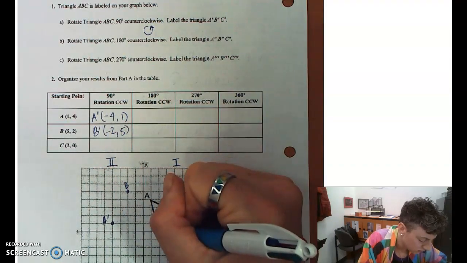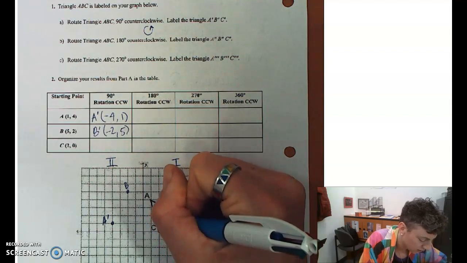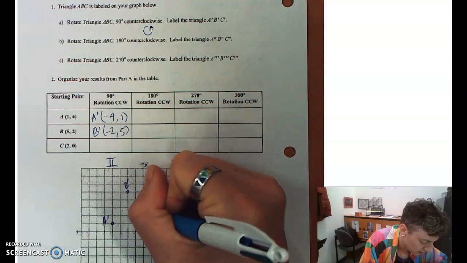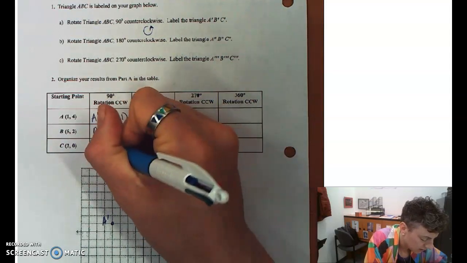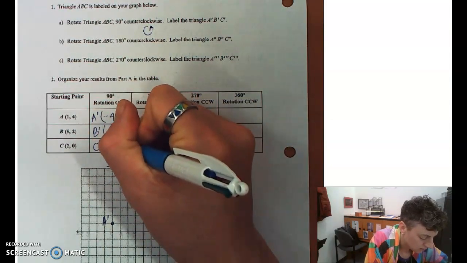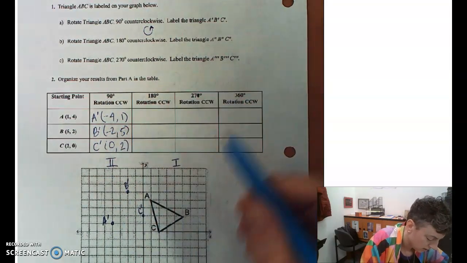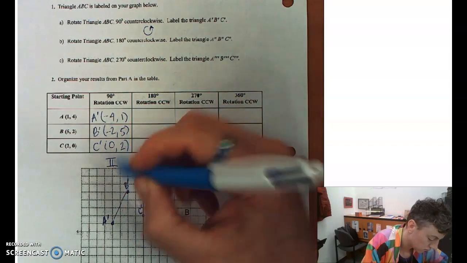C was at 2, 0. It's going to rotate 90 degrees counterclockwise. I forgot to call that prime. So C prime is going to be at 0, 2. Here's our new triangle.